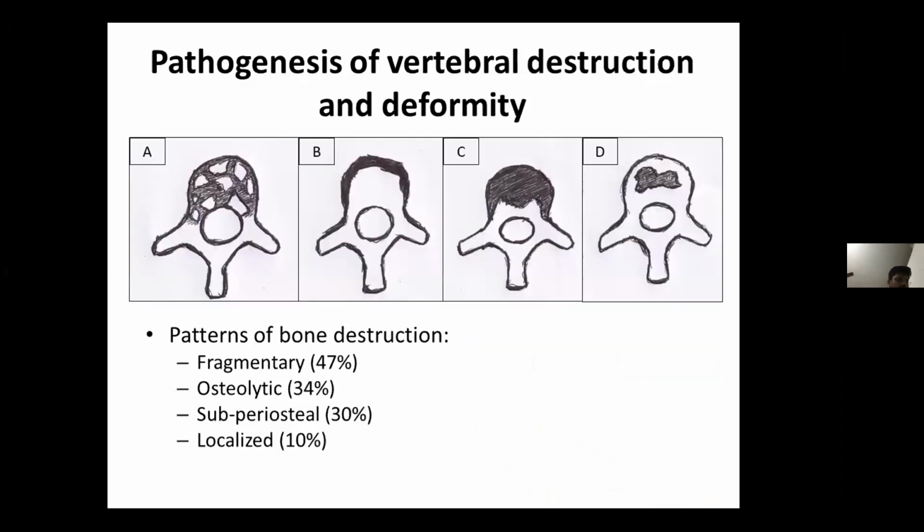The patterns of bone destruction have been classified as fragmentary, or it can be osteolytic, or it can be subperiosteal. The B and C, unfortunately, are rearranged. And the last one is localized.